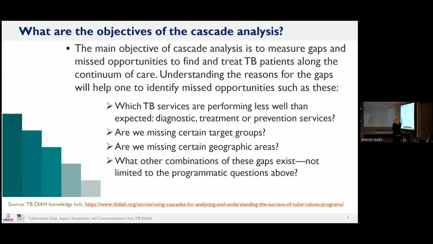Now, what are the objectives of the cascade analysis? The main objective of cascade analysis is to measure gaps and missed opportunities to find and treat TB patients throughout the whole continuum of care. Also, we need to understand the reasons for the gaps, which will help to identify missed opportunities. Now, to see what worked worse than the other, for instance, diagnostic, treatment, or prevention services, or maybe we're missing certain target groups, or maybe we're missing certain geographic areas. What other combinations of these gaps exist?